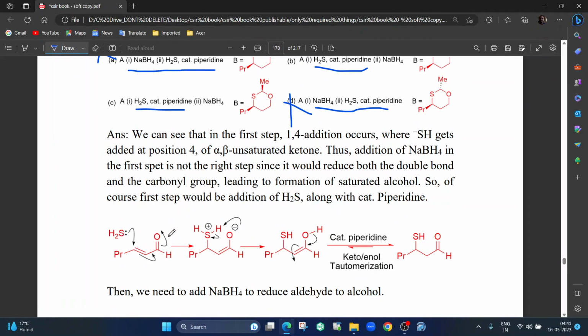So H2S goes and attacks here, this comes up, O minus picks up a proton, or pyridine will help to take out the proton, and you get this. Apart from that you get the keto-enol, so the enol will tautomerize back to your aldehyde. Basically this lone pair of oxygen comes down first, and the sigma bond is lost later, and this comes up and picks up this proton, and then the oxygen has positive charge, it comes back. So you get this keto-enol tautomerization.